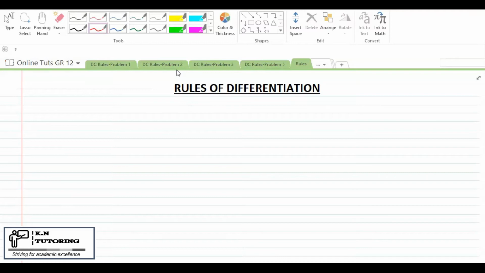As you saw under first principle, we're basically dealing with the basics, the long method. So in this case, we're just going to be quick and get the answer directly by applying the rules of differentiation. Now, we have 5 rules. But before I start showing you the rules and how we apply them, there are certain things we need to take into consideration, and that is what we call notation.